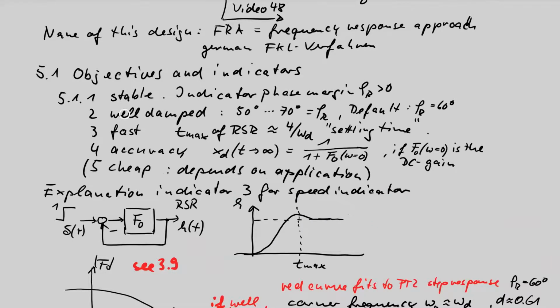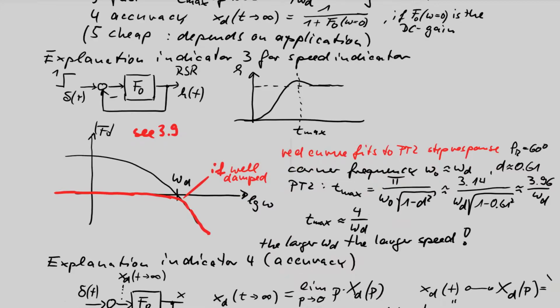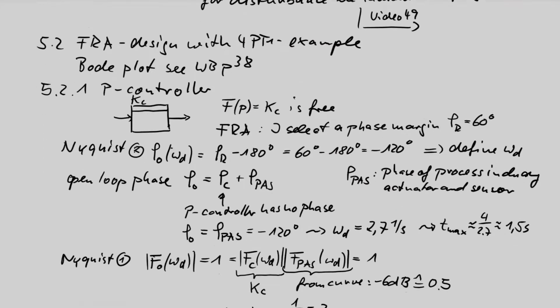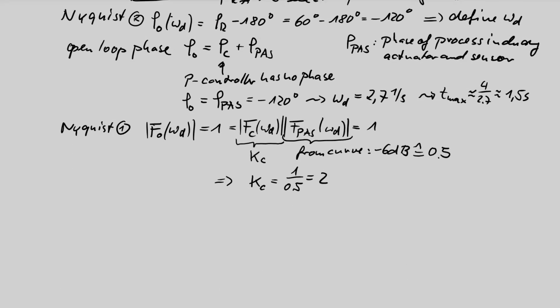Stability is given with 60-degree phase margin. Also a well-damped system is given. We have now a speed indicator for this omega d, and now last indicator, we could check the accuracy indicator, the control difference in a reference step response. The control difference is 1 divided by 1 plus open loop gain at 0 frequency. Okay, accuracy, check accuracy.